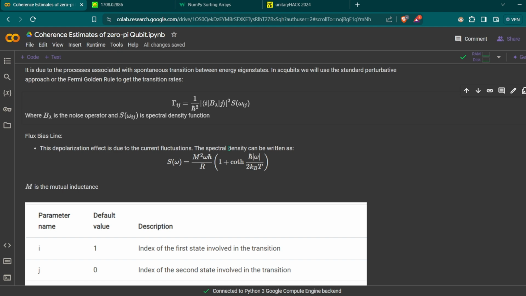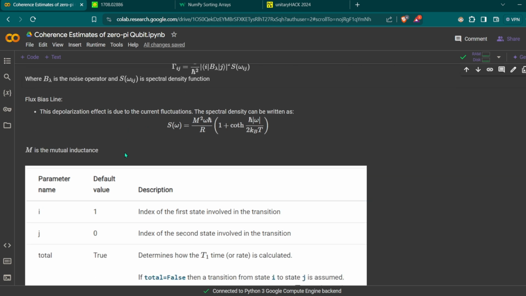Now there is one kind of depolarization noise which we are going to consider here, and this is the flux bias line. Now this depolarization effect is due to the current fluctuations in the circuit, and it can be represented by the spectral density as written, and here there are new terms such as the M, the hyperbolic cotangent function, the kB value, and the capital T.